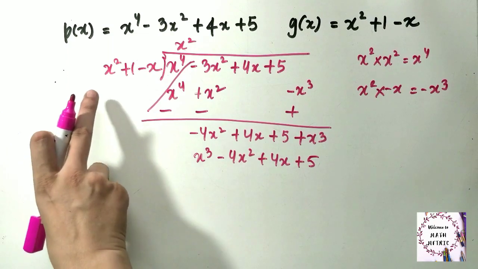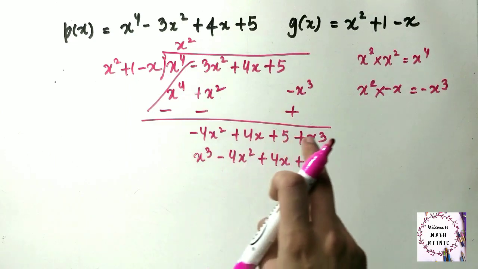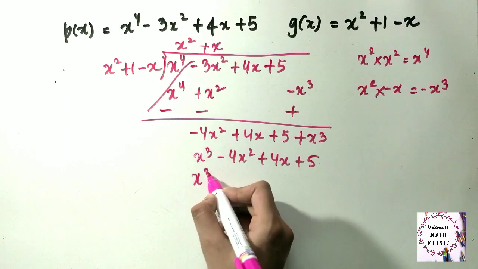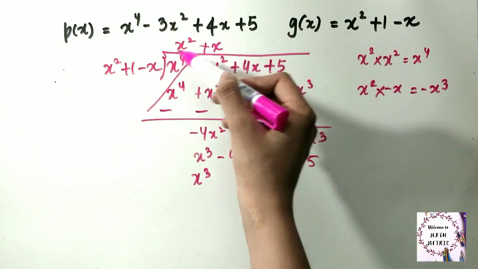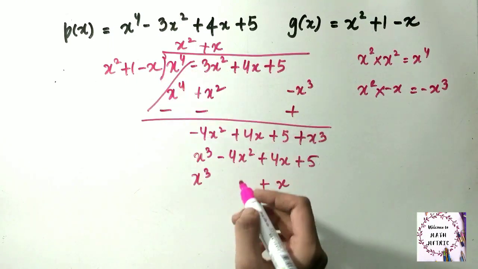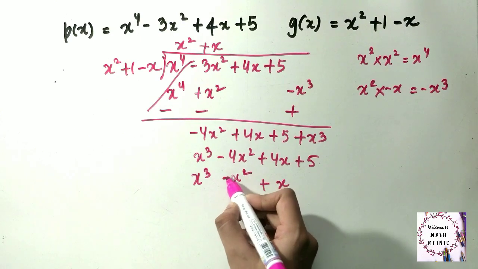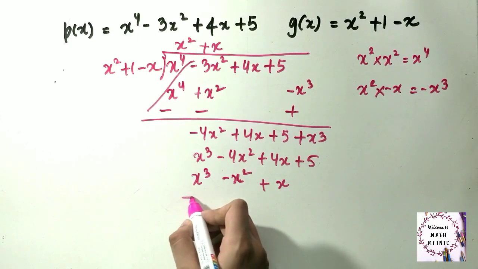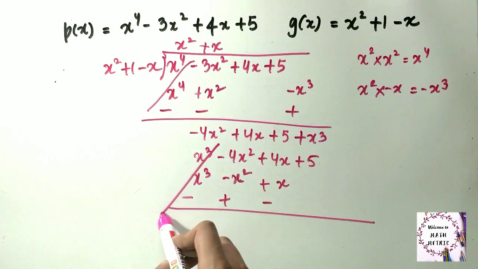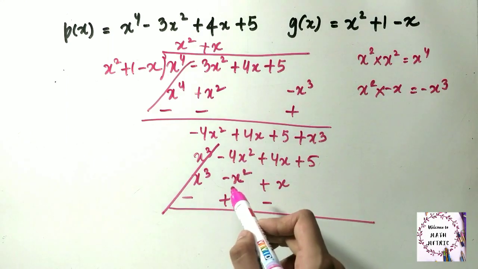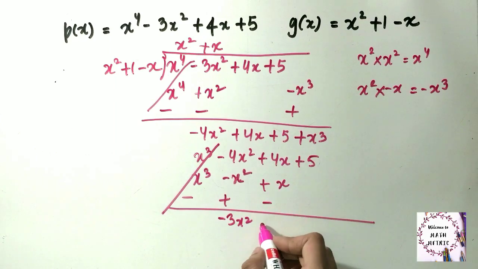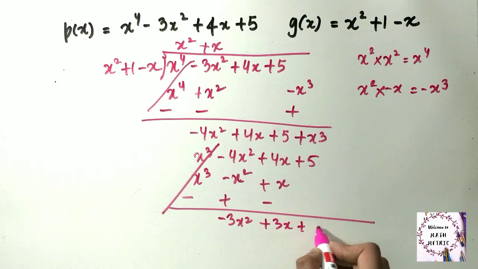Now we'll find by which quantity x square should be multiplied to get x cube. Plus x to get x cube. Now x is multiplied by 1, which gives us x, and x by minus x gives us minus x square. So changing the signs, this gets cancelled. Minus 4 plus 1 gives minus 3x square, and 4 minus 1 is plus 3x plus 5.